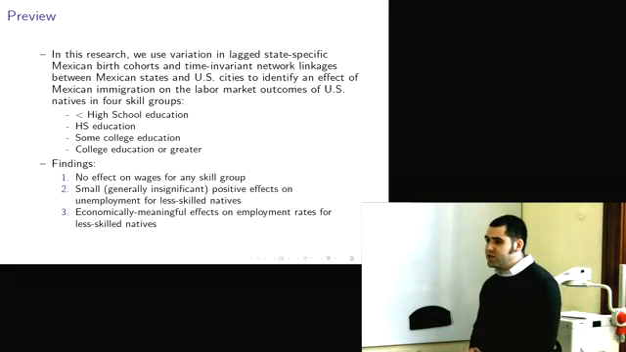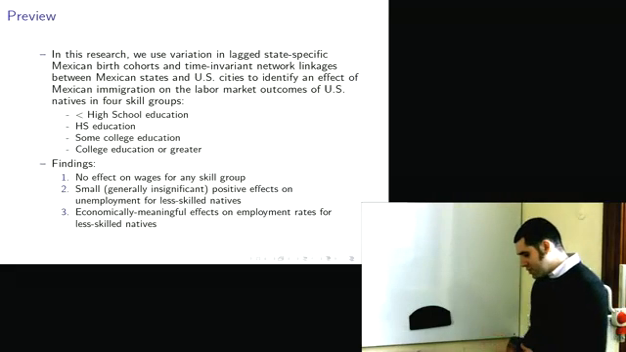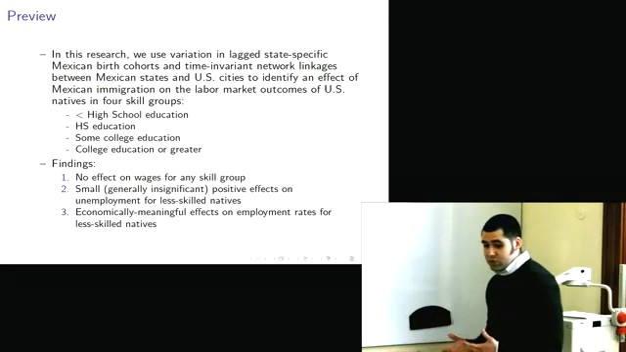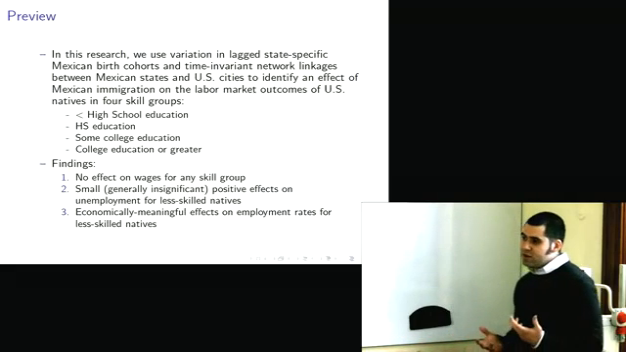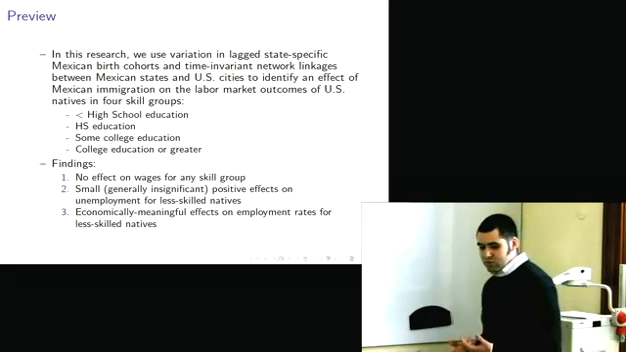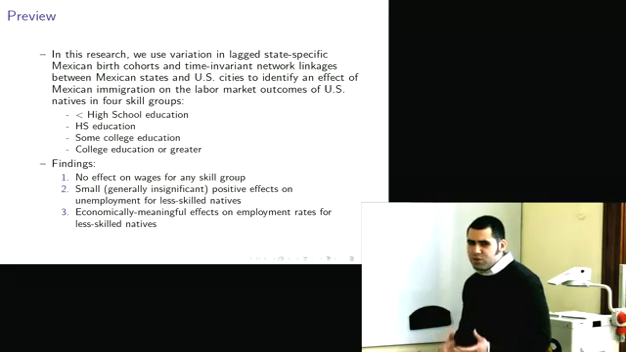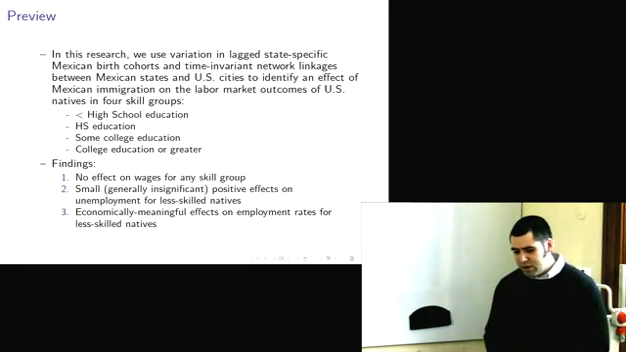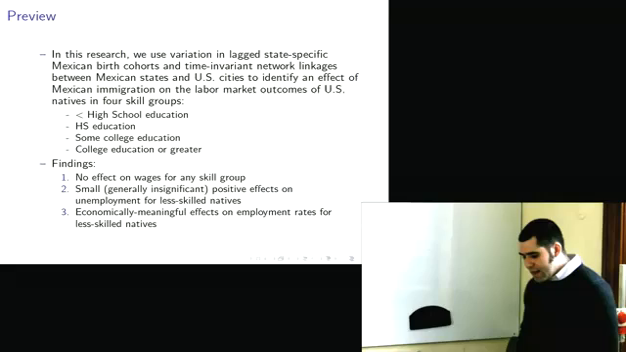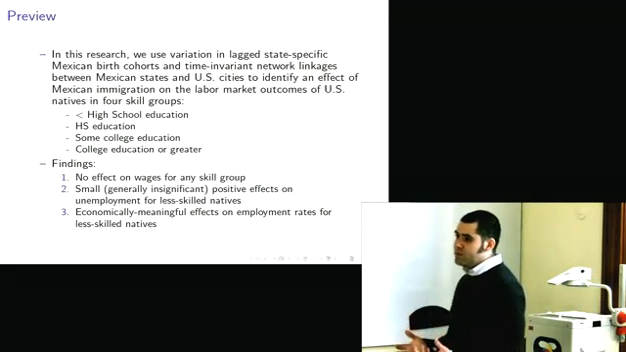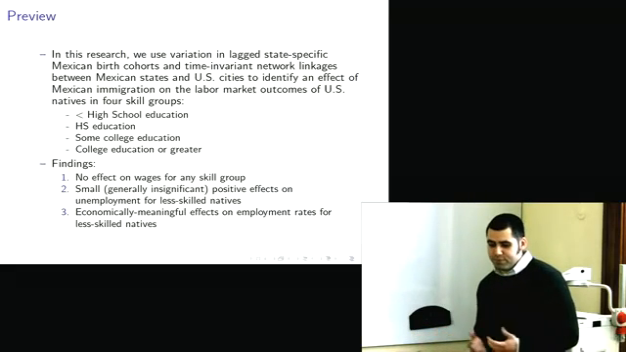To preview our findings, we actually come up with something that's much more similar to most of this literature that's David Card and co-authors, and somewhat dissimilar from this new working paper that uses rainfall. And what we find is that there's no effect on wages for natives in any of these skill groups. We find small effects. They're generally insignificant. It depends a little bit on how you weight up the cities on unemployment. And we actually do find some fairly robust evidence of some meaningful effects on the employment to population ratio among US natives, the proportion who are employed.